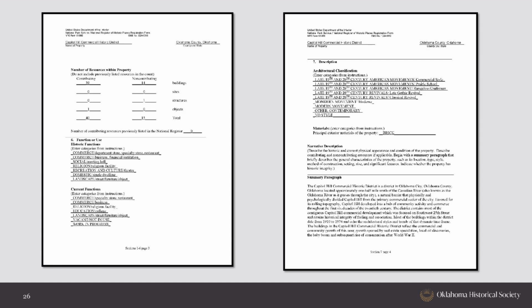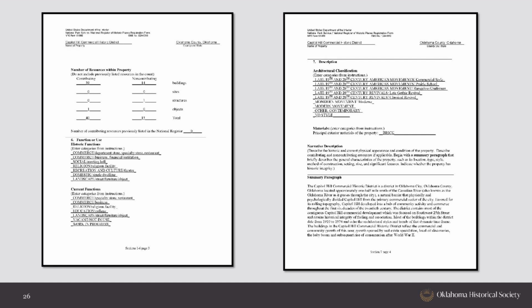And then number 7, your description. This is where you're giving your architectural description of the building or buildings. You can see here late 19th and 20th century American movements. It could be bungalow, craftsman, organic, on and on. And then your materials, the principal material was obviously brick because that's what the majority of the downtown businesses are built out of. And then your narrative description, your summary paragraph.